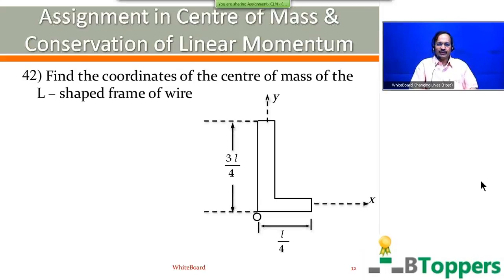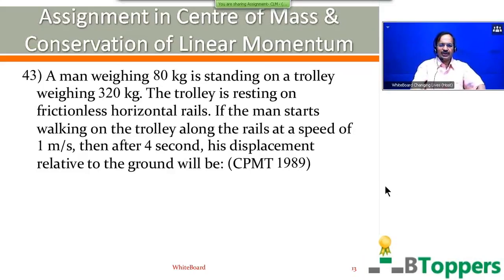In case you need more time to answer the question, you can take a pause and take your time. I am going to show the next question on screen. See the question number 43. A man weighing 80 kg is standing on a trolley weighing 320 kg. The trolley is resting on frictionless horizontal rails. The man starts walking on the trolley along the rails at a speed of 1 meter per second. Then after 4 seconds, his displacement relative to the ground will be.